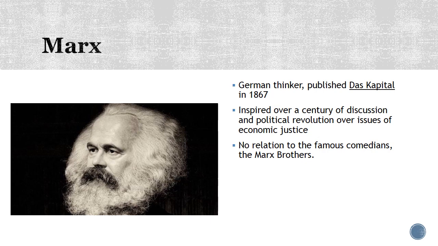But this here is a photograph of Karl Marx. He was a German thinker, and he published his big famous book called Das Kapital. It is very long. He published it in 1867. And it has really inspired over a century of discussion and even political revolution in a lot of places over issues of what we call economic justice, over issues of whether a particular system is economically fair to the people who live in it. And of course, no relation between Karl Marx here and the famous comedians, the Marx Brothers.